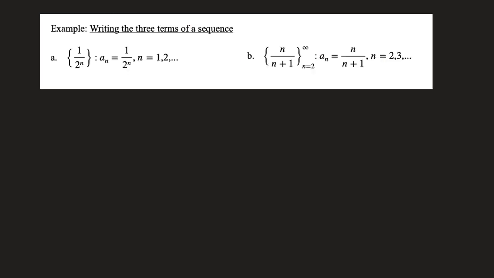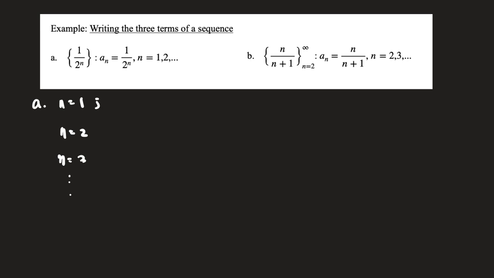Now let's investigate sequences. Let's practice how to write the terms of a sequence. First one is written down here: a_n is 1 over 2 to the n, n equals 1, 2, 3, 4, 5. It never stops, guys. So let's write down the terms: n equals 1, n equals 2, n equals 3.